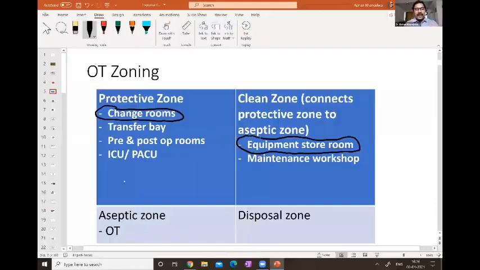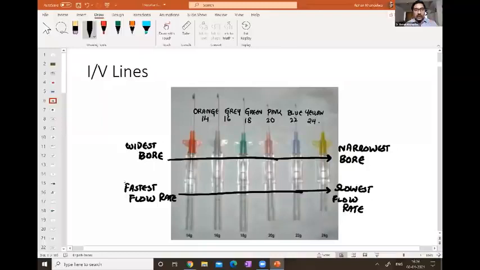Extremely important slide. There is no FMG exam when IV lines are not asked, and all of you should be able to identify IV lines. Very, very, very important. So you should know that 14 gauge is orange, gray is 16, green is 18, pink is 20, blue is 22, yellow is 24. This might sound boring, but this is a very, very important question. Every year, this is asked, har saal pucha jata hai.